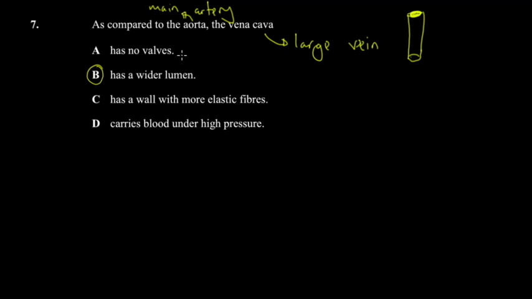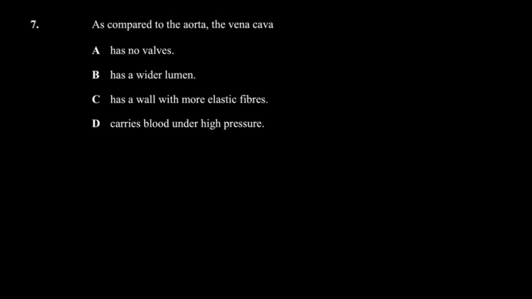The aorta has to be muscular, and it also has to have a very narrow lumen. That means that the other part of the radius is taken up by the muscles of that artery. And the aorta also carries blood under high pressure. So yeah, you can study this too in isolation, but that's essentially it. Let's move over to question 8.